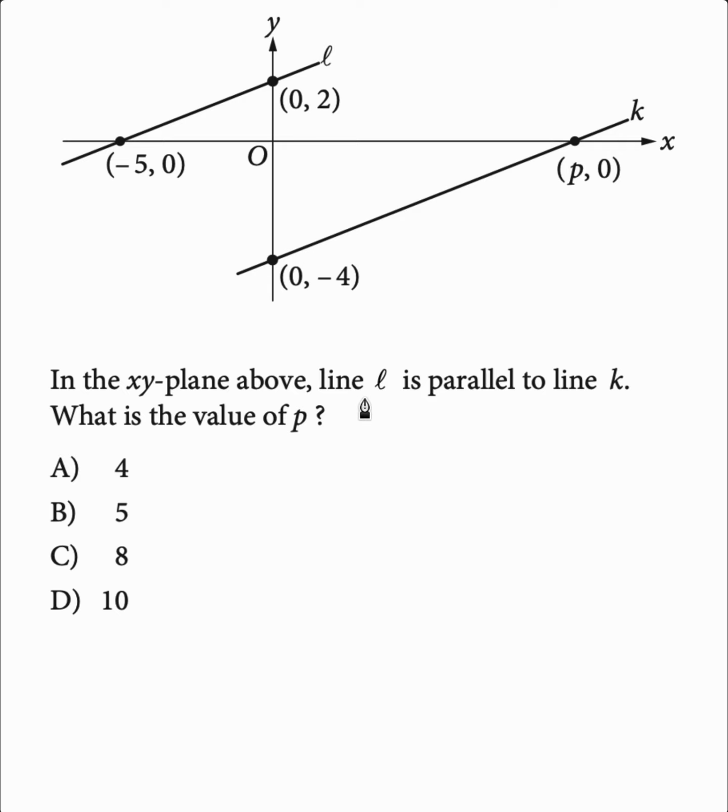When they say this line is parallel to that line, it means the slope, how steep this line is compared to the other, is the same for both of these lines. What is the value of P, which is this guy right here? So we want to know what this value is. To find the slope, we can do a long way, and then we can take a look at the quick way of solving this.